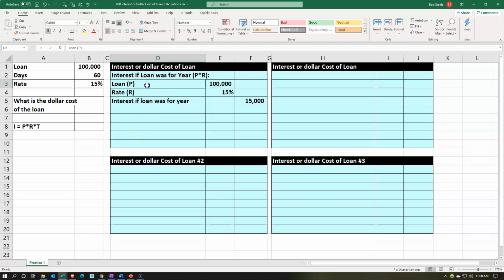And then I'm going to indent these. So I'm going to go selecting these three. And I'm going to say Home tab, alignment, increase the indenting. And I'll increase the indenting here. So we'll say now we have the interest if the loan was for a year.